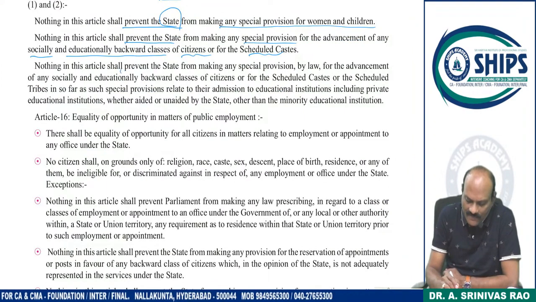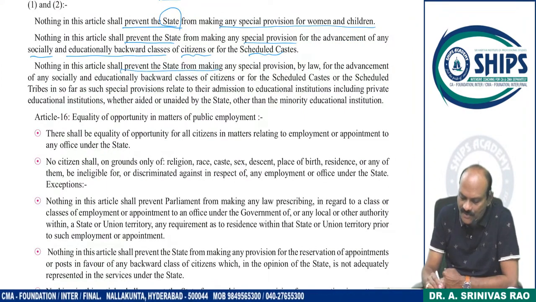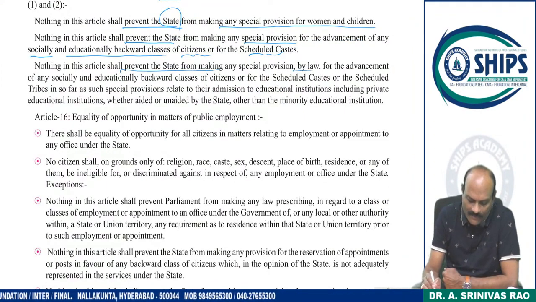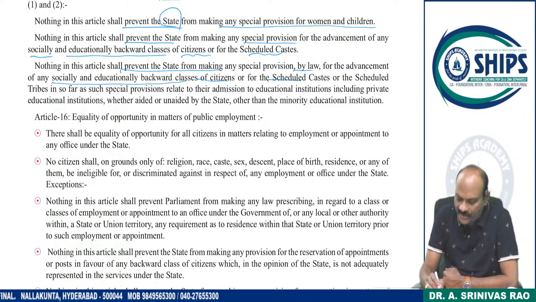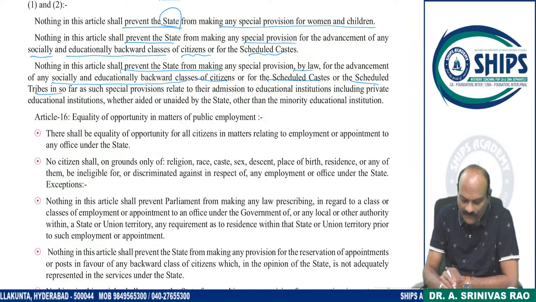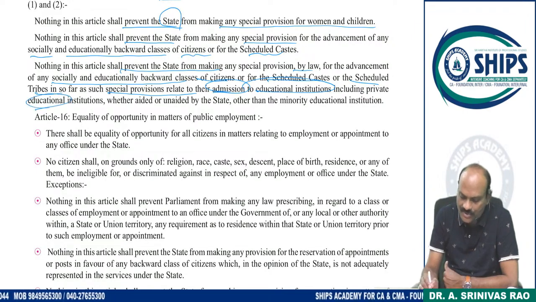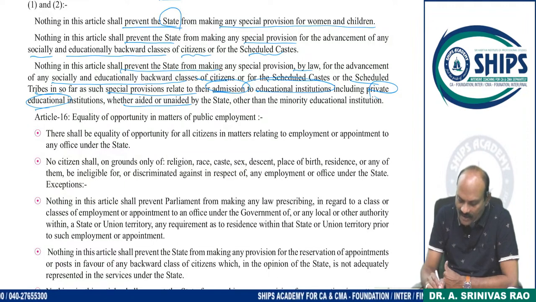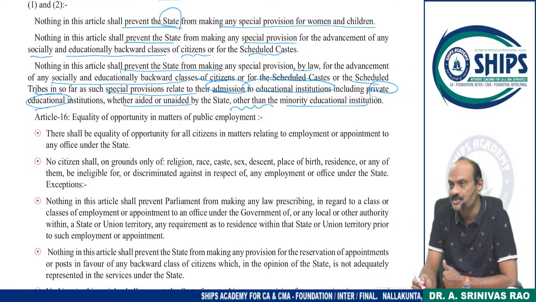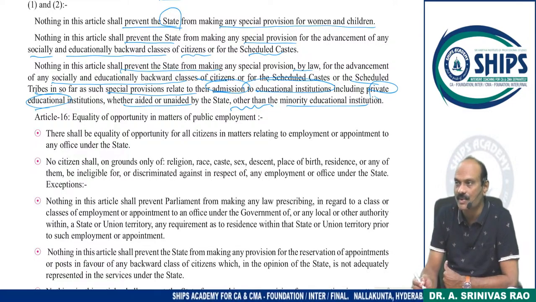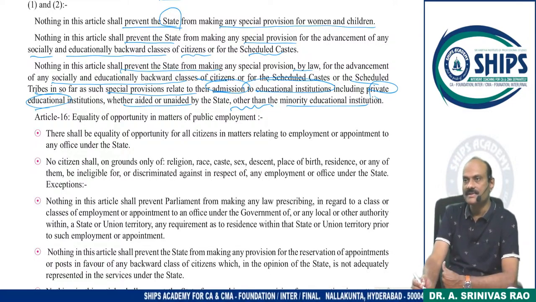Nothing in this article prevents the state from making special provisions by law for the advancement of socially and educationally backward citizens, Scheduled Castes, Scheduled Tribes, so far as the provisions relate to admissions in educational institutions, including private institutions, whether aided or unaided by the state, other than minority educational institutions. In educational institutions as well, SC, ST, BC reservations are there.